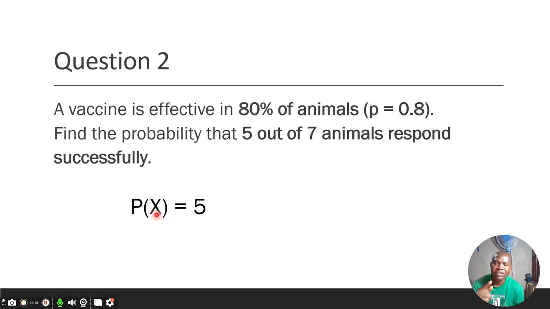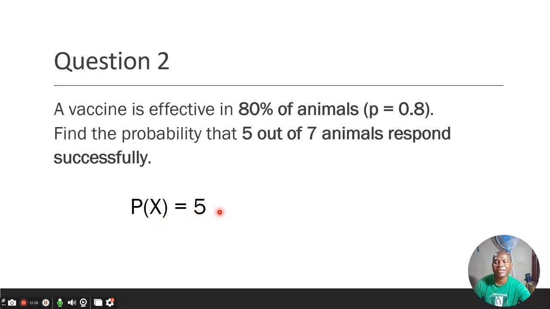so that we can have a clear understanding of the context. So we say the probability of x equals what? Equals 5. There are times a question may be asked: what is the probability of at least 5? So at least 5 is different from exactly 5. But let's stick with this very example. So P of x equal to 5. That is the focus of this question.